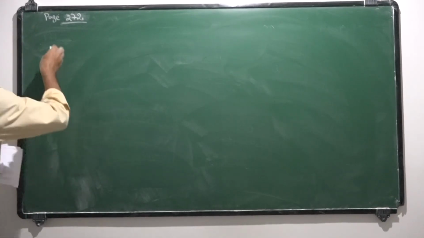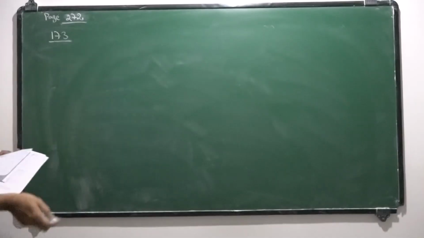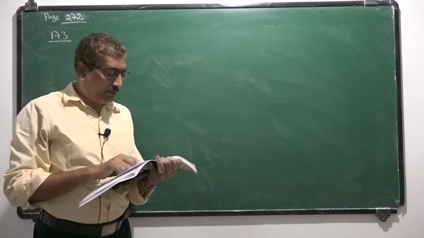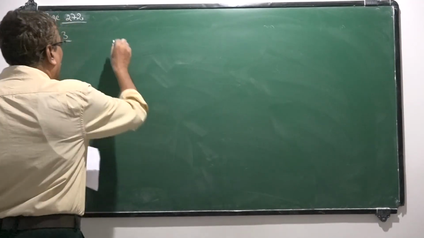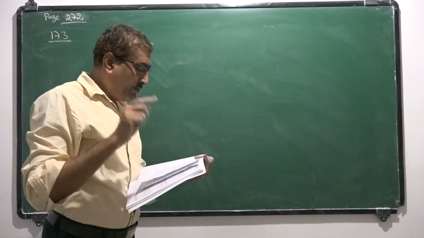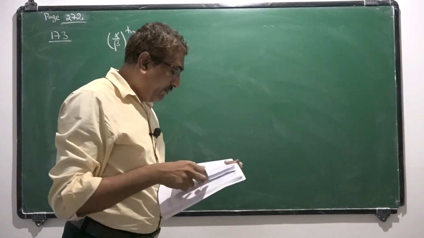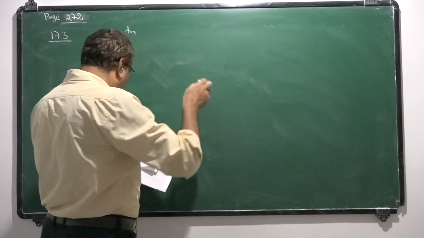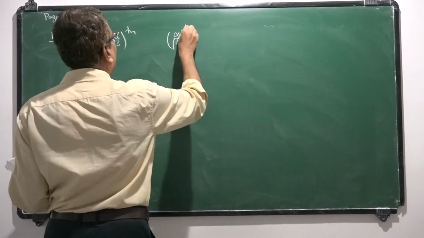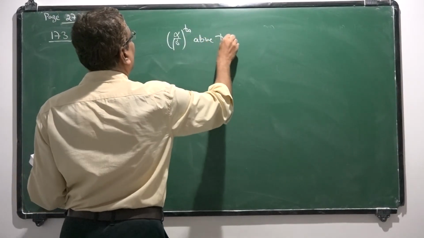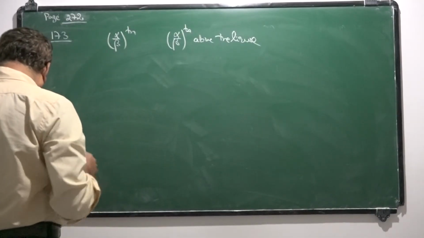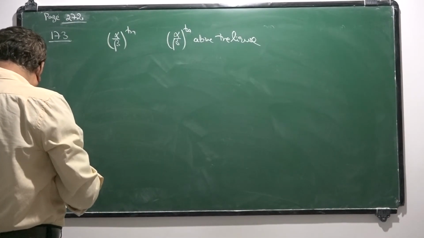Now 173. A solid body is found floating in water with alpha by beta of its volume submerged. Alpha by beta part is submerged. The same solid is found in a liquid with alpha by beta volume above the liquid surface, the same ratio above the liquid. Then the specific gravity of the liquid is?